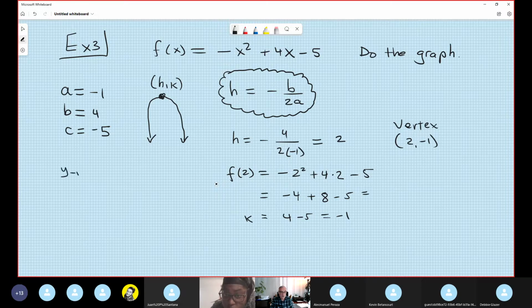Okay, complementary. The y-intercept is super easy. It's c. It's the point (0, -5). No calculation, only looking at that. c is negative 5. Therefore, my y-intercept is located at the point (0, -5), 0 because it's on the y-axis. And the x-intercept is always very important, but a little bit complicated. You need to solve this quadratic equation.